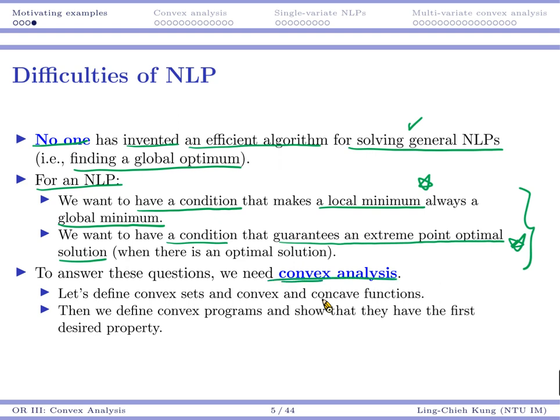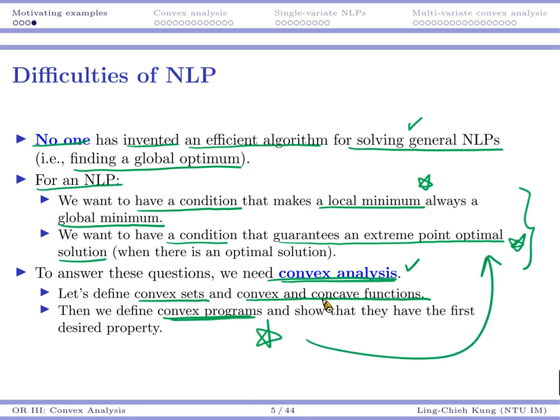So to answer these questions, that's something we will introduce to you. We will do convex analysis. We will define convex sets, convex and concave functions, and then define the so-called convex programs. Convex programs will tell you somehow we will have the first desired property, and a program that is very similar to convex programs will have the second property. We will see how this analysis may help us to make sure whether the algorithms find an optimal solution or not, or we may have better understanding about all those problems. That's about convex analysis.